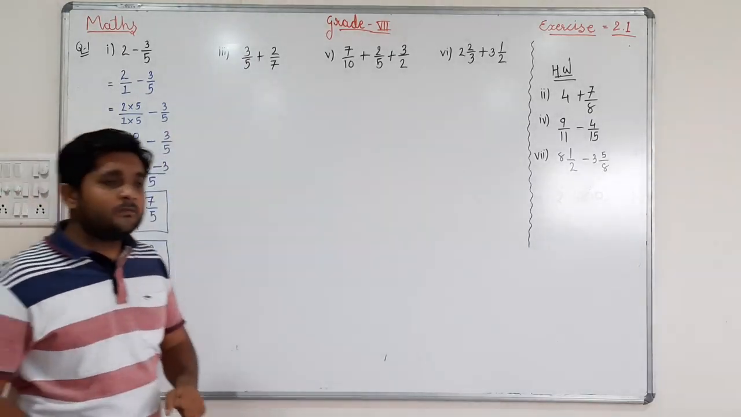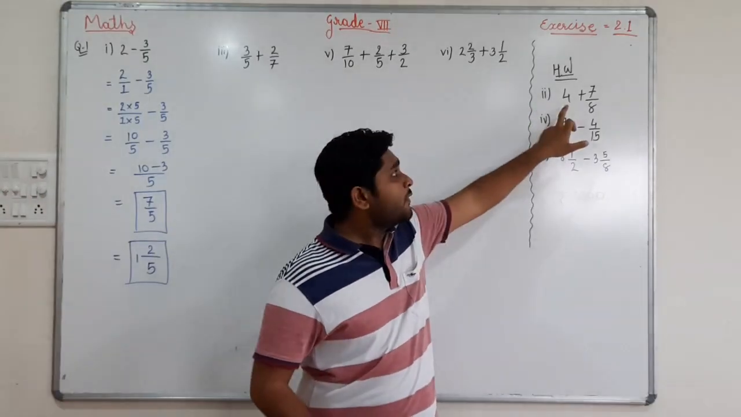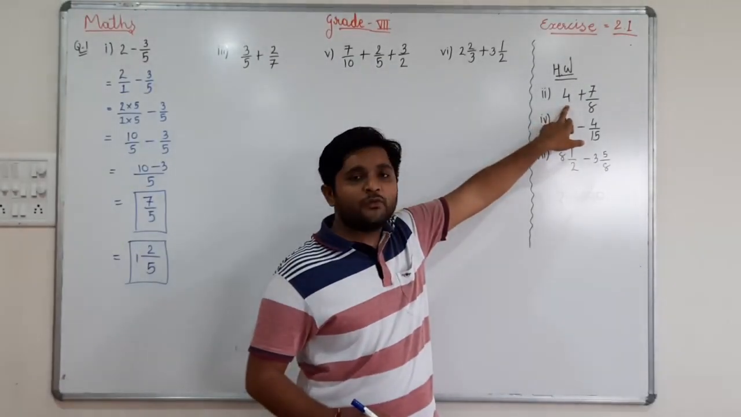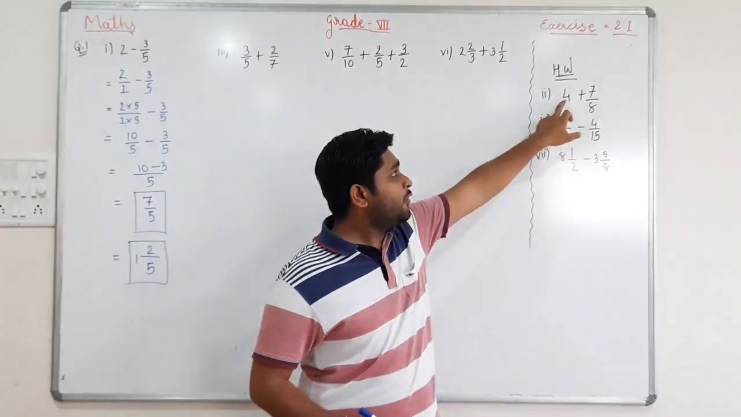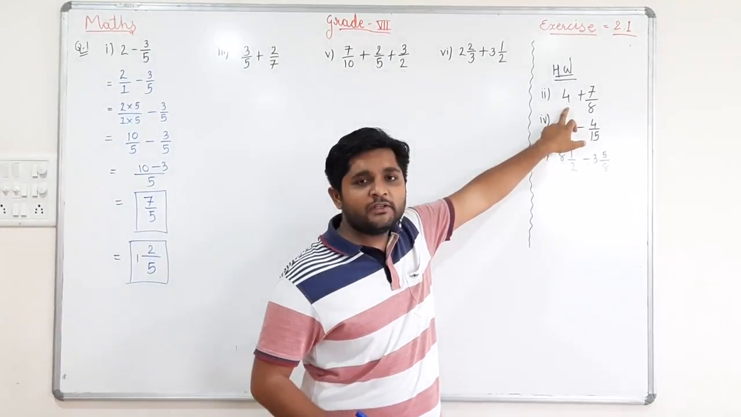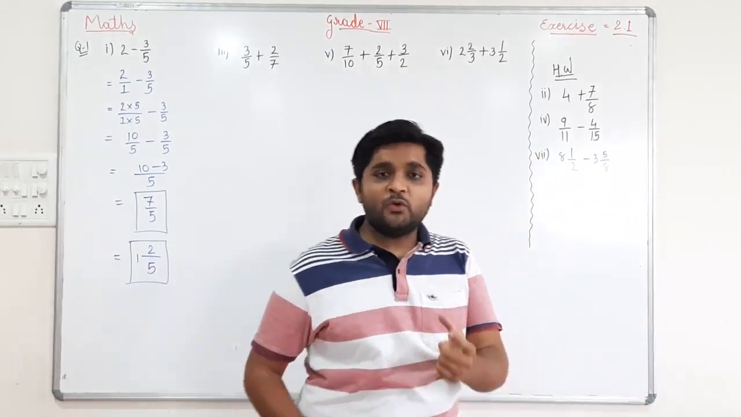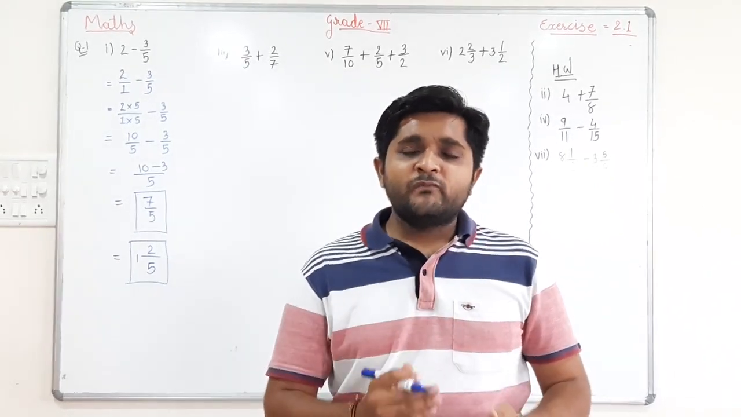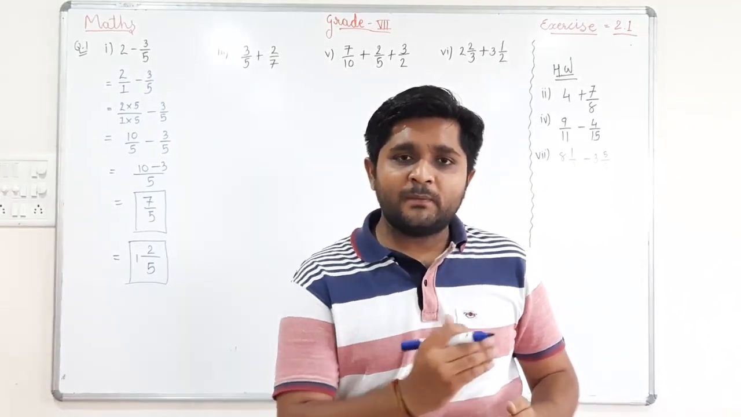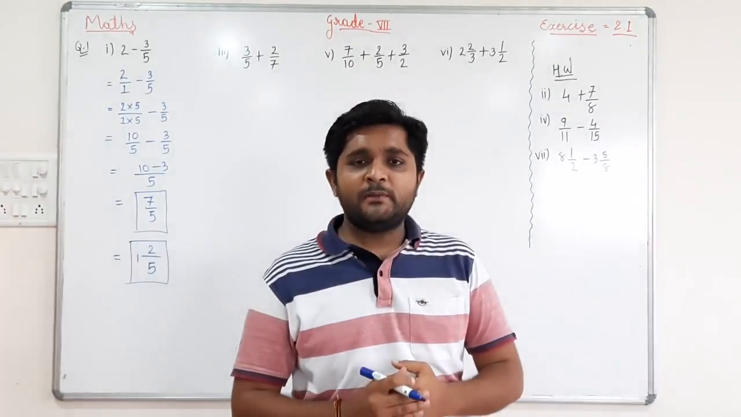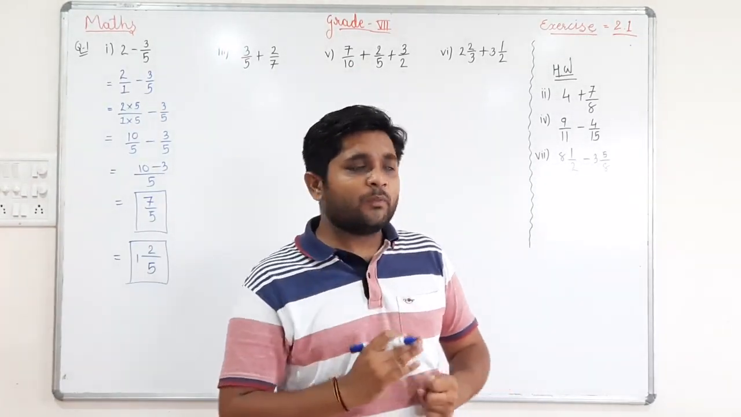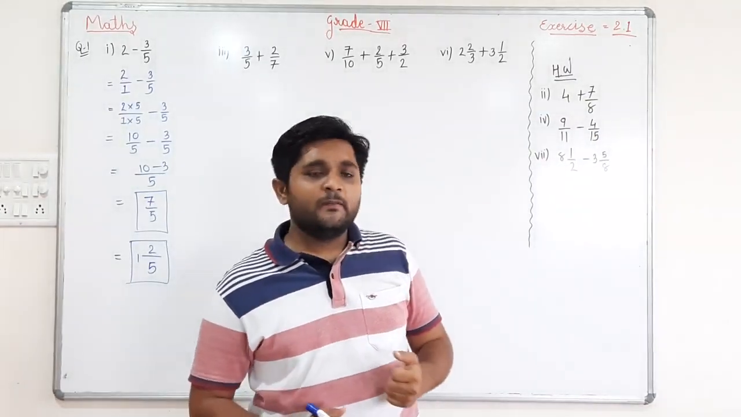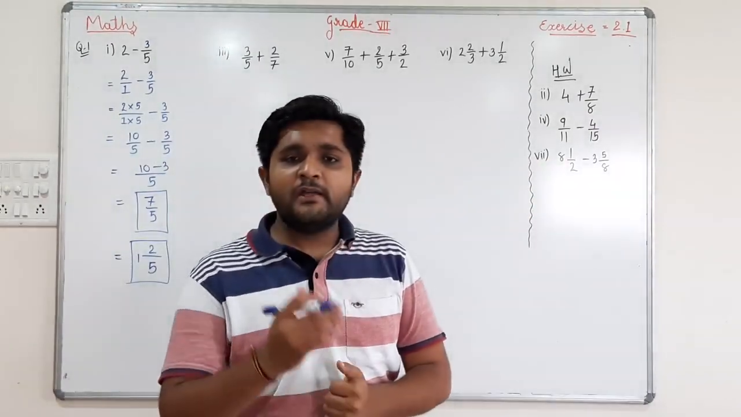Now let me see question number 2. Question number 2 is 4 plus 7 upon 8. Here in the denominator of 4 nothing is there, so 1 should be there. So 4 upon 1. In place of 1 we want 8 to make the denominators the same. So 1 multiplied by 8 and also the numerator 4 multiplied by 8. So 4 8s are 32 upon 8. 32 upon 8 plus 7 upon 8, you will get the answer. This sum you have to do by yourself.